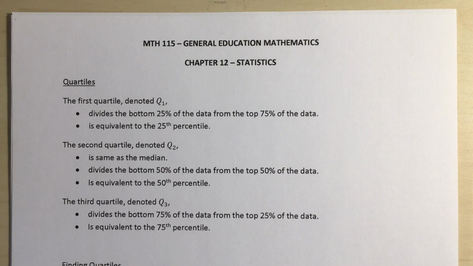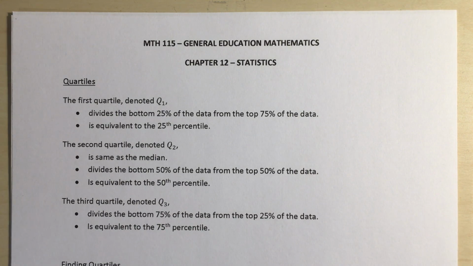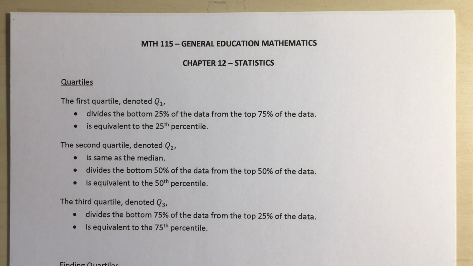Our first quartile, Q1, divides the bottom 25% of the data from the top 75%. It's equivalent to the 25th percentile. Q2 is the same as the median. It divides 50% above, 50% below. Our third quartile, Q3, divides the bottom 75% from the top 25%. It's equivalent to the 75th percentile.